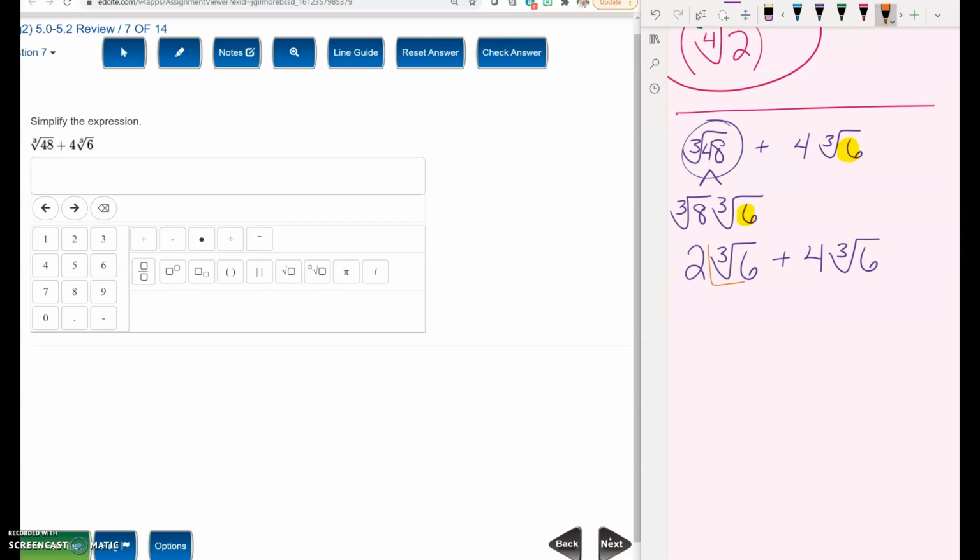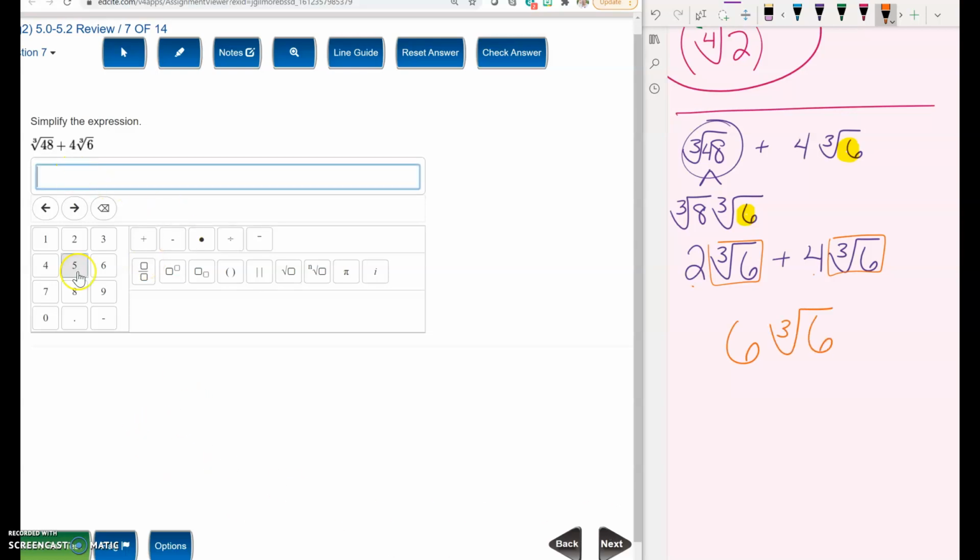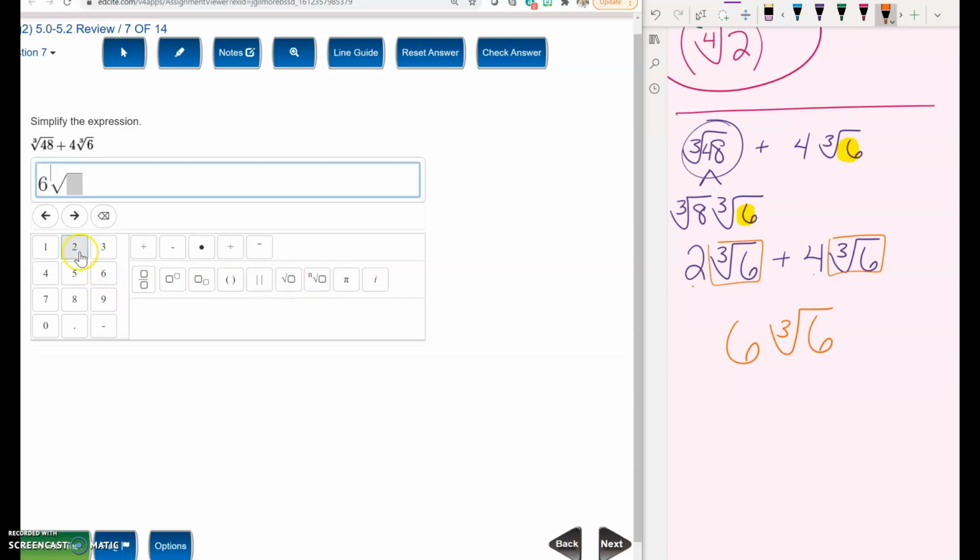Because we have 2 times the third root of 6 and 4 times the third root of 6, those are the same, we would add the numbers together. 6 times the third root of 6. To type that in here, 6. Then you type this nth root. You want the third root of 6.